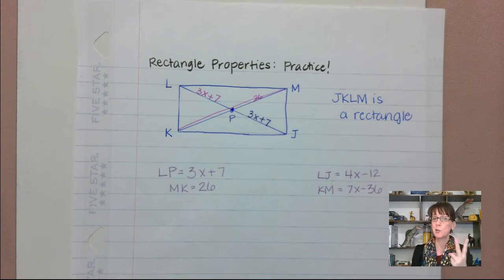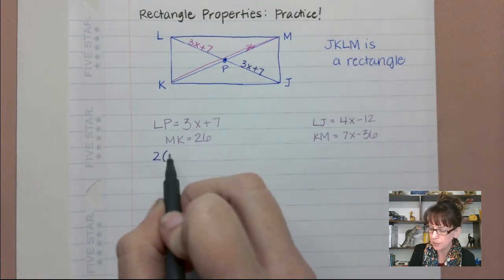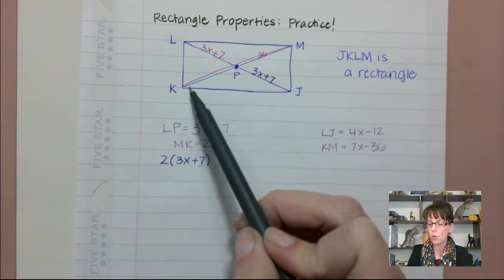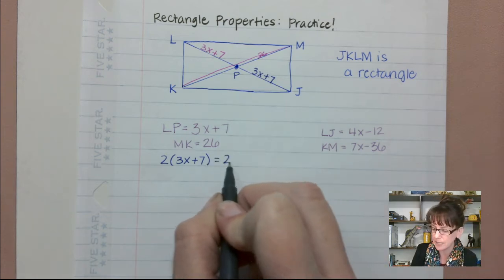So what we could do there is we could say 3x plus 7 plus 3x plus 7, or we could just say 2 times 3x plus 7. So if we say 2 times 3x plus 7, that's going to give us this whole diagonal because those diagonals are congruent. So that equals 26.